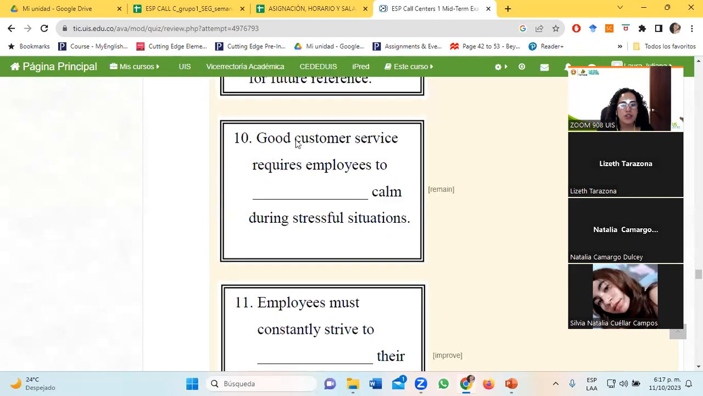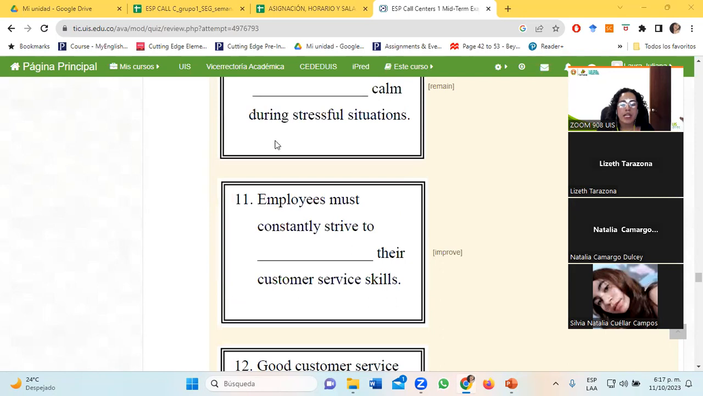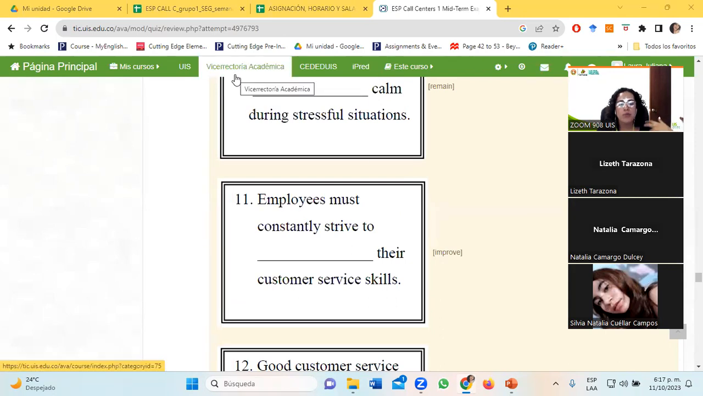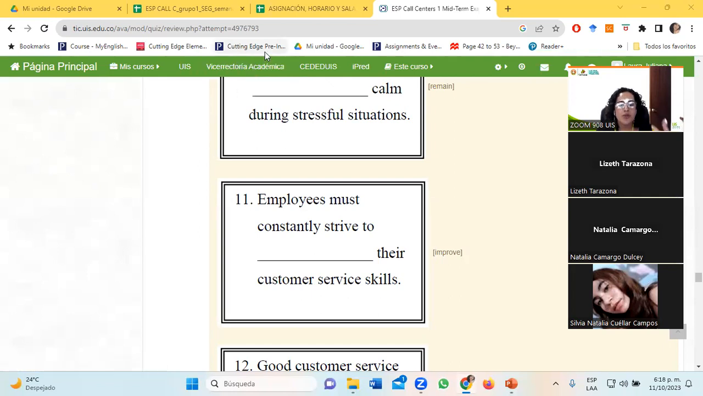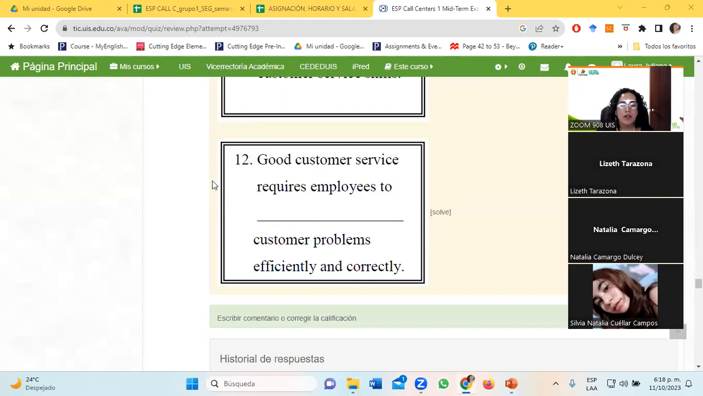Number 10, good customer service requires employees to remain calm during stressful situations, right? Always try to remain calm. Number 11, employees must constantly strive to improve, like to try to improve their customer service skills. Number 12, good customer service requires employees to solve customer problems efficiently and correctly. Try to solve.